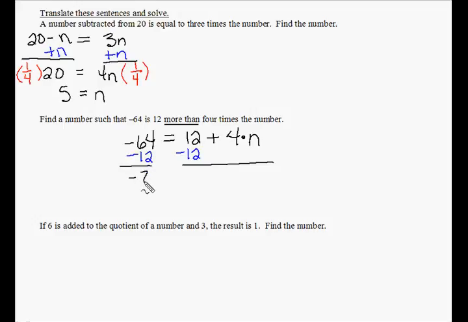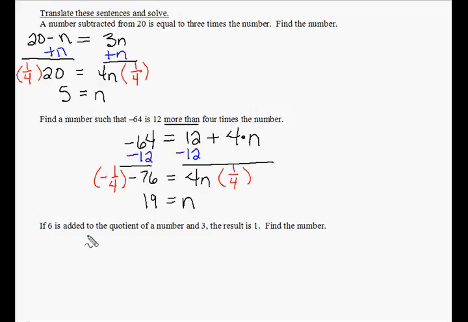That leaves us with negative 76 is equal to 4 times n. Since n is not alone, 4 is still multiplied to it. We'll multiply both sides of the equation by 1 over 4, the reciprocal. Multiplying a negative to a negative is positive. 4 goes into 76 19 times is equal to n. So our number is 19.